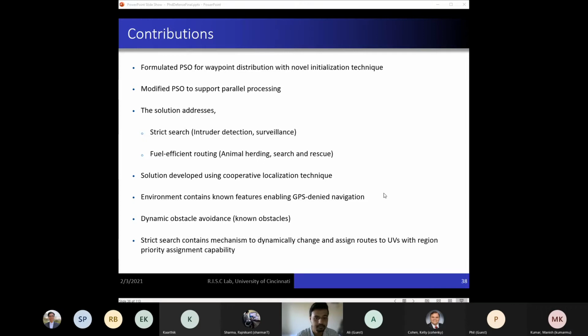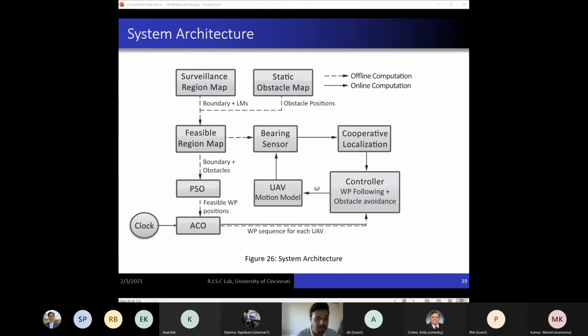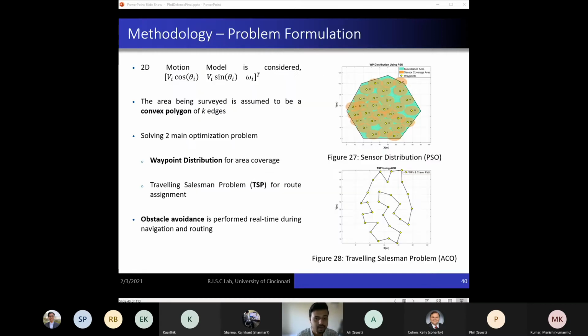The system architecture for this system is similar to the VPLC problem. However, the offline step addresses a different set of optimization criteria in comparison to the VPLC problem. Moreover, we are using cooperative localization for multiple UAVs instead of routing a single UAV as we did in the VPLC problem. Now, the two main optimization problems that we are addressing are area coverage or waypoint distribution, and the traveling salesman problem, or TSP.